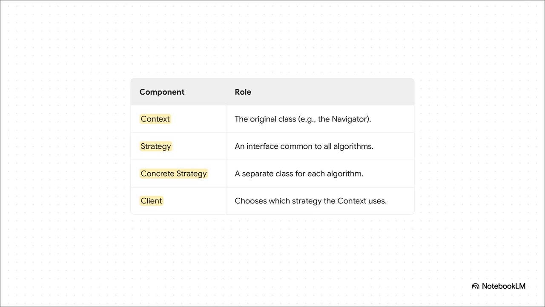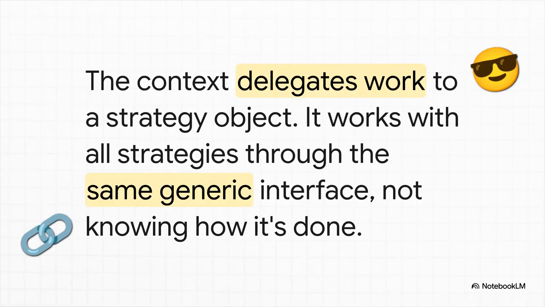These are the actual classes that do the work. A road strategy class, a walk strategy class, and so on. And finally, there's the client, which is just the part of your app that decides which strategy to use at any given time. And this right here is where the magic happens.